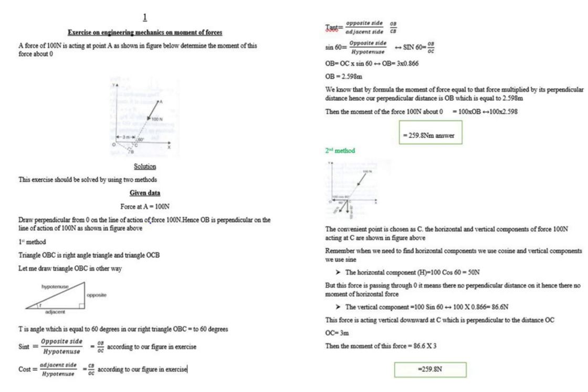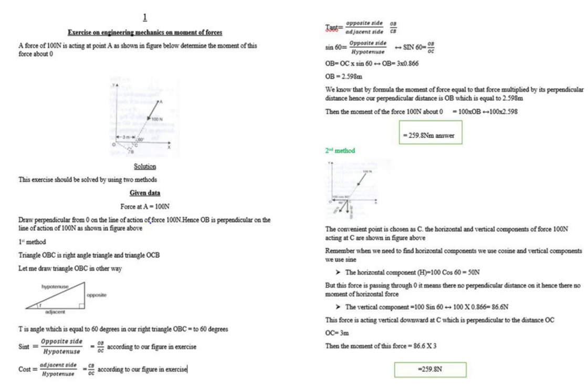After making an overview of moment of force, let us take one example as exercise. In this exercise, a force of 100 Newton is acting at a point A as shown in the figure below. Determine the moment of this force about point O. In this example, they give us a force of 100 Newton, which is perpendicular to the line OB, which is the perpendicular distance.